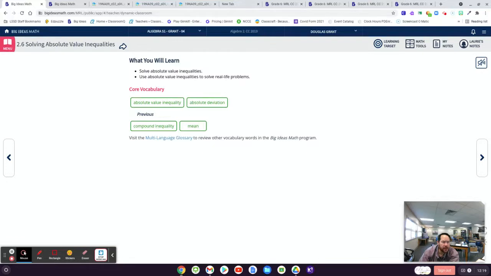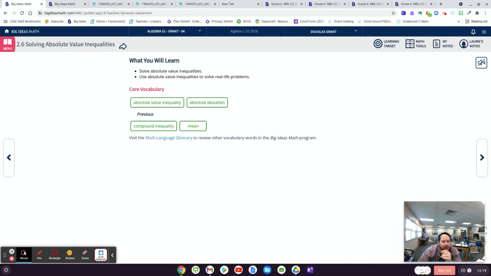Well, hello, we're jumping into 2.6, which is solving absolute value inequalities. It's taking everything you love about absolute values and inequalities and putting them together. So absolute deviation is a term that you're going to see in this. We'll discuss what that means in a bit.